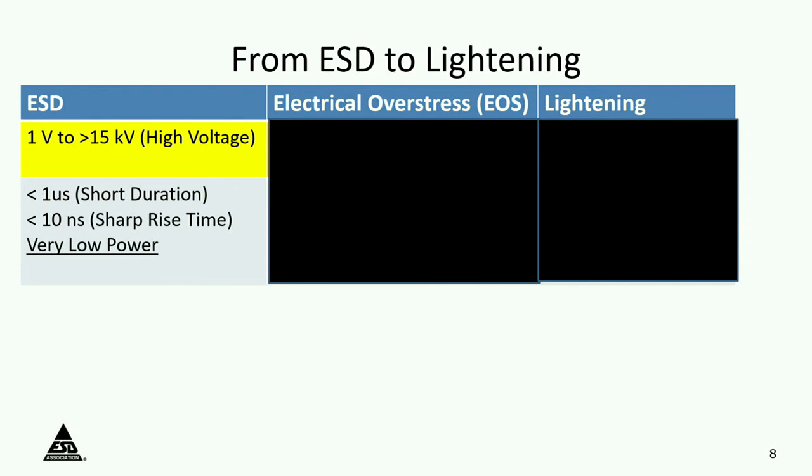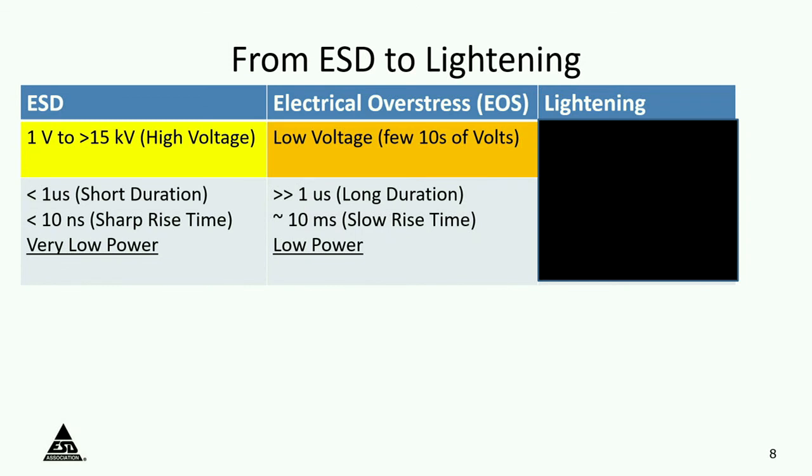So let me show you from ESD to lightning all the different pulses that can happen. ESD is classified anywhere from 1 volt to 15,000 volts. In that range is called ESD. It's a very short duration pulse, less than a microsecond. It is less than 10 nanoseconds in rise time, so that's a very short pulse and it's very low power. So that is what ESD is.